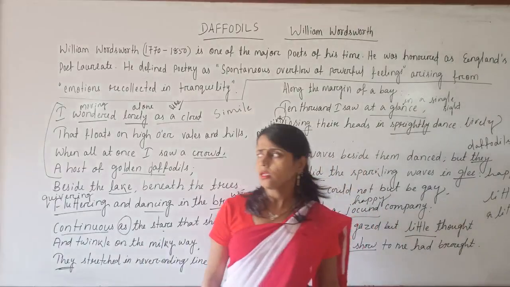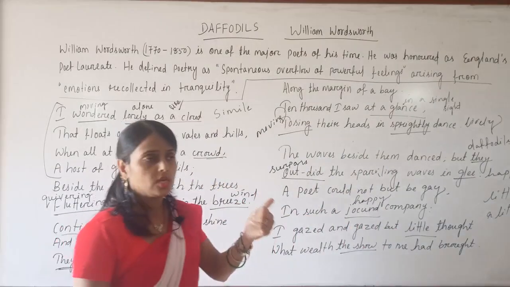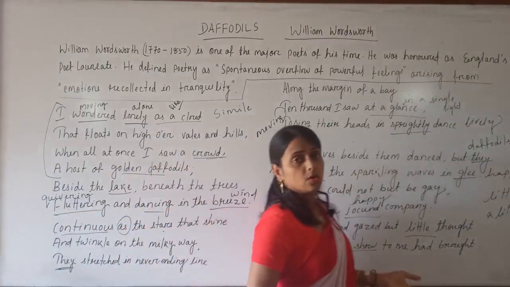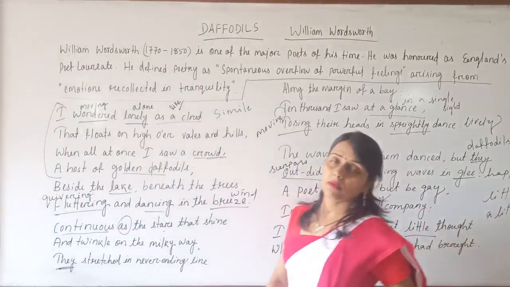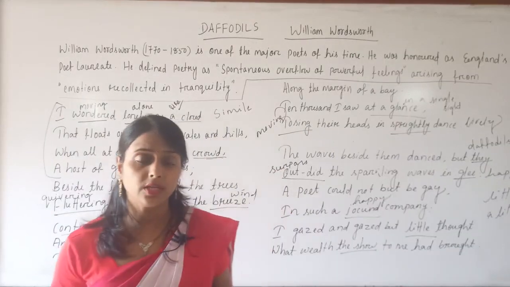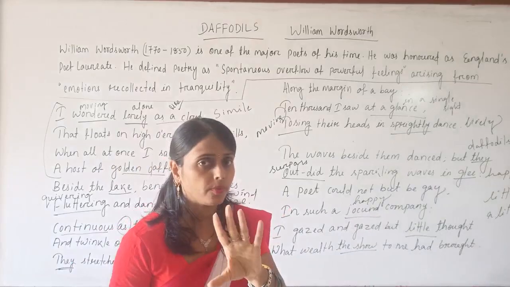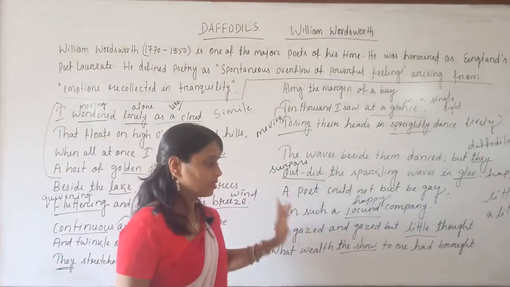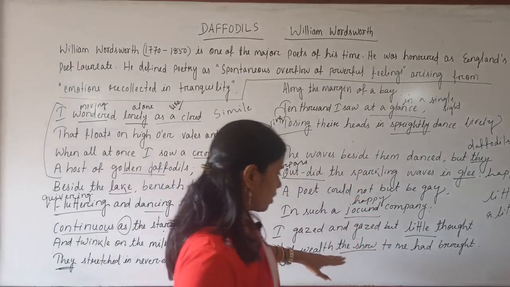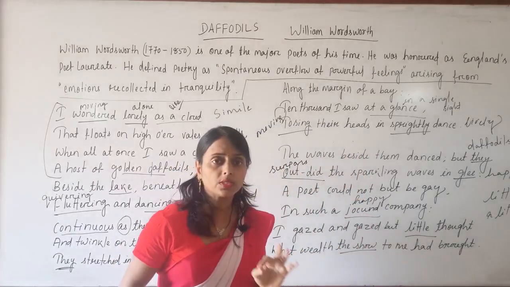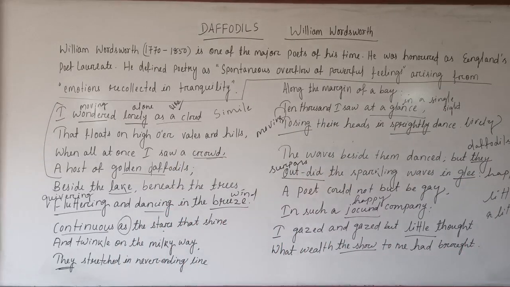So definitely it is mentioned, what wealth the show to me had brought. And later he was thinking that he was gazing at the daffodils so happily that he forgot what is the property, what is the money, or what is the wealth which is being brought to him by the beautiful sight of the golden daffodils, because he was completely involved in this sight. Got my point? This is what is written here. Understood this one? So up to this much it is mentioned that the poet was completely involved in watching the beautiful sight of the golden daffodils.